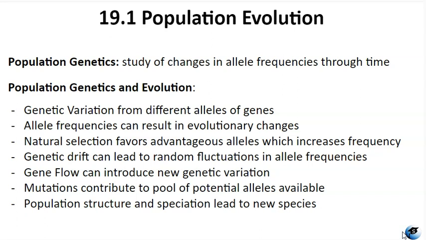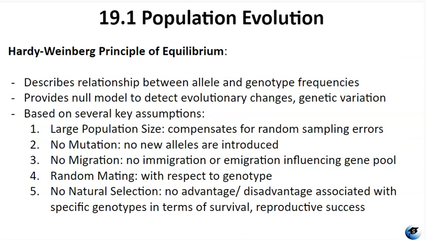As can gene flow. Gene flow is the movement of alleles between populations through migration and interbreeding. Gene flow can introduce new genetic variation into a population or counteract the effects of genetic drift, thereby influencing the evolutionary trajectory of populations. Mutations are the ultimate source of genetic diversity, and they contribute to the pool of potential alleles available for natural selection to act upon. Finally, population genetics studies how population structure and geographic barriers can affect gene flow and lead to the emergence of new species.